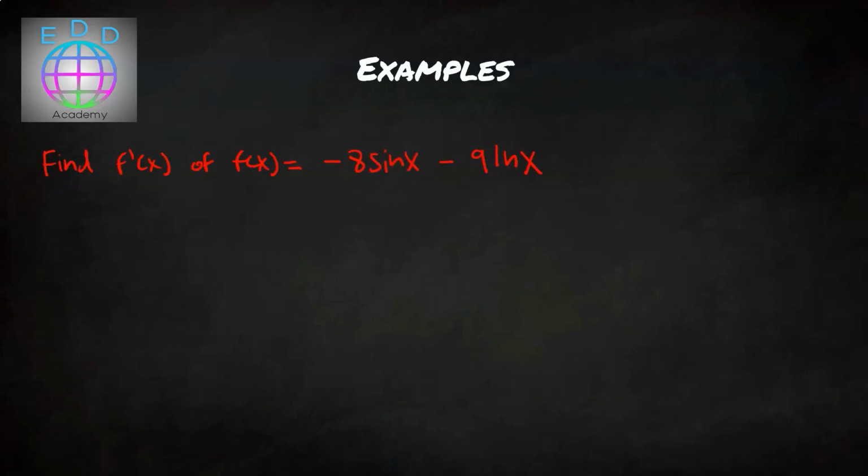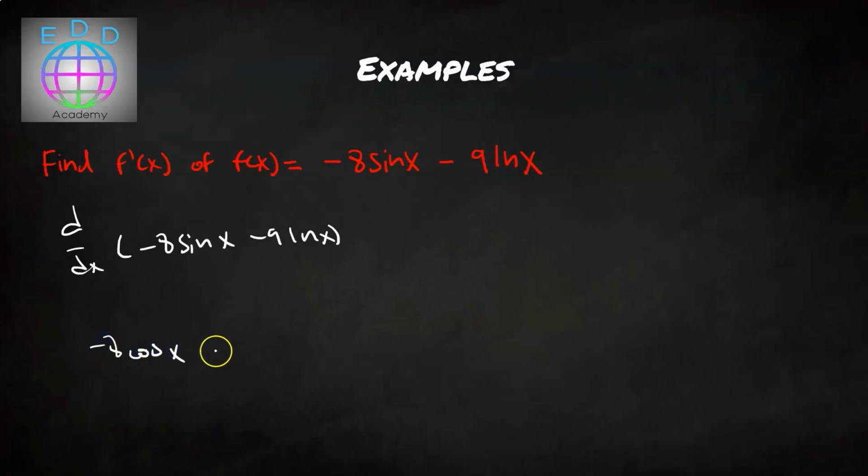On to the final example. A very similar problem in regards to what it's asking, but we have a different function. So, find f prime of x if f of x equals negative 8 sine x minus 9 ln x. So, rewriting this, we do the same process as before. So, we have the derivative of sine x is what? Cosine x, right? And we just multiply that by negative 8. It's as simple as that. So we have negative 8 cosine x as this first term.